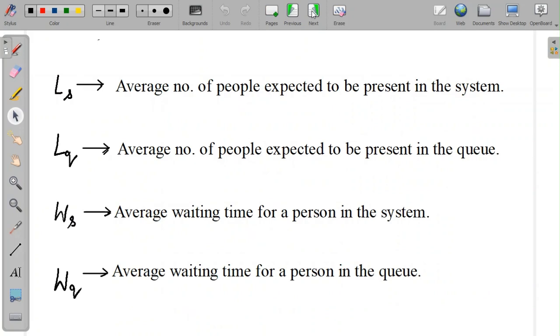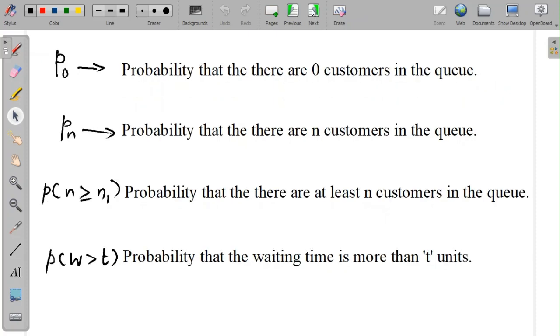Ws is the average waiting time for a person in the system, and Wq is the average waiting time for a person in the queue. P naught will denote the probability that there are zero customers in the system, as in the queue is completely free, anybody can walk in and get their service done. Pn will denote the probability that there are n customers in the queue, and P of n greater than n1 will denote the probability that there are at least n1 customers in the queue, and P of w greater than t will denote the probability that the waiting time for a customer is more than t units.